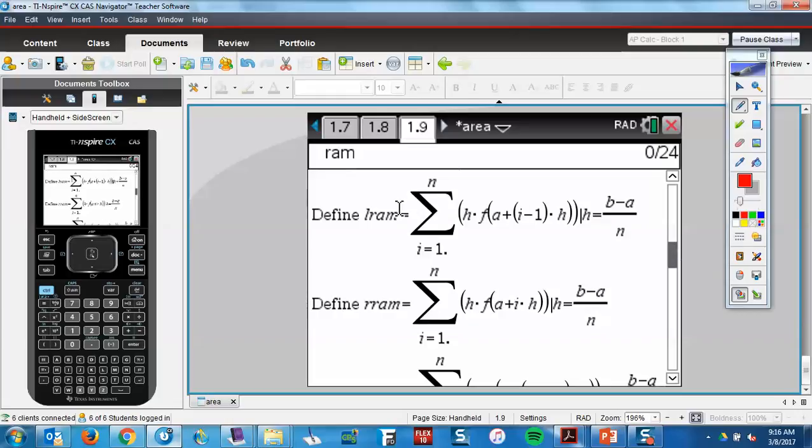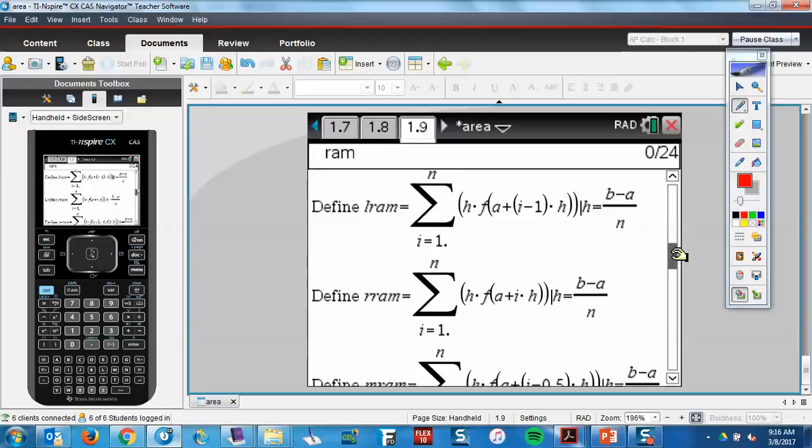It uses the sigma commands. So to do the left rectangles, notice it's I minus 1. It starts I at 1. We know lefts usually start at 0, but they went ahead and put an I minus 1 in here. So it's f of the left starting edge a plus, and of course I minus 1 would be 0, so this would be a plus 0h. Well, that's going to be a, the left edge, and then I will increment, and then h it defines to be the width. h is b minus a over n, right? So that's like your delta x.